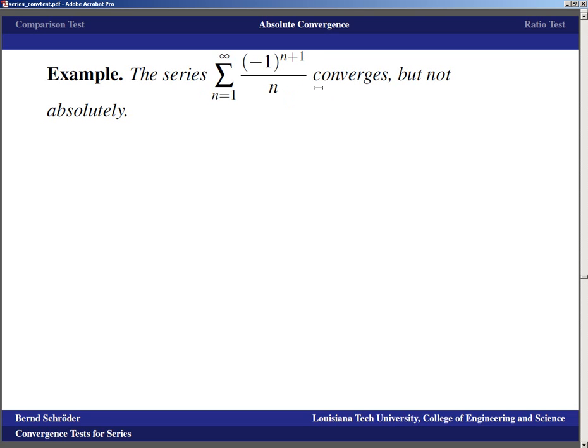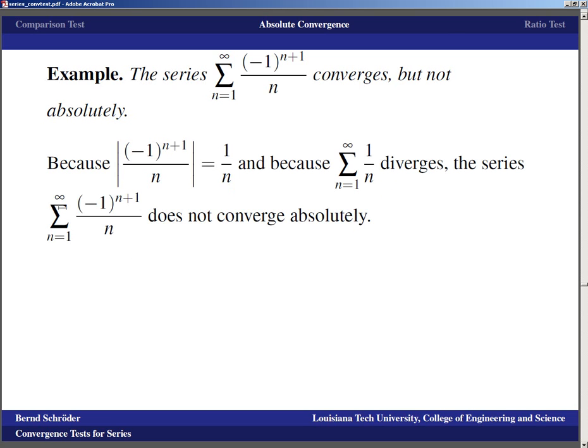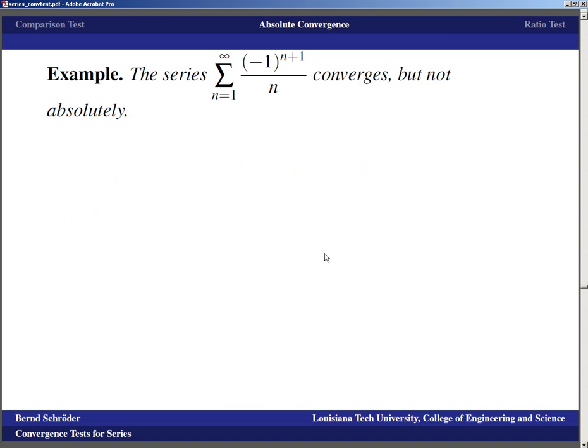What we're going to show in this example is that this series converges, but not absolutely. Because the absolute value of (-1)^(n+1) divided by n is just 1 over n, and because the harmonic series diverges, remember that was the warning at the beginning of this presentation, the one that you always want to keep in the back of your mind, the series sum of (-1)^(n+1) divided by n does not converge absolutely.